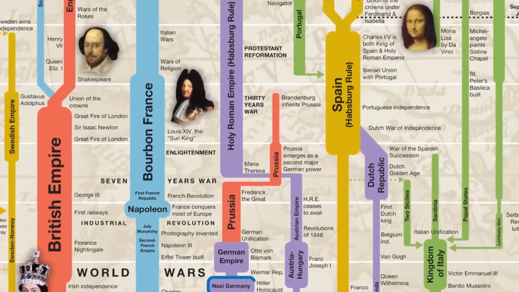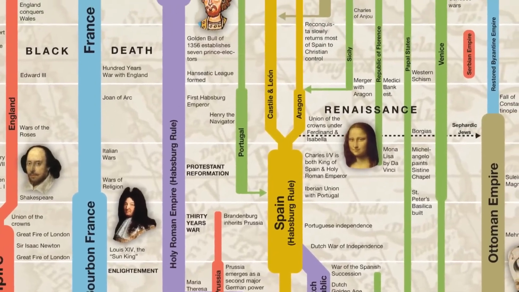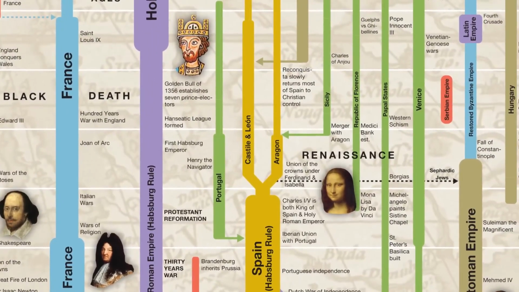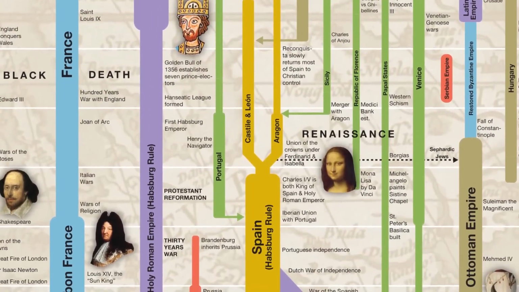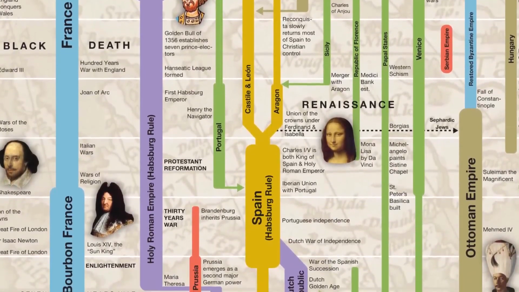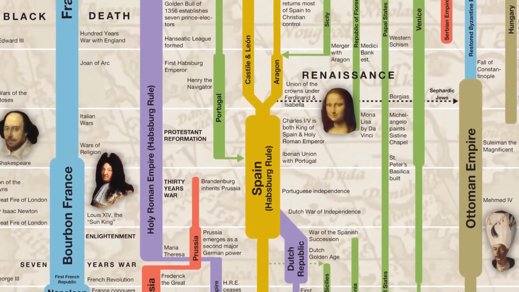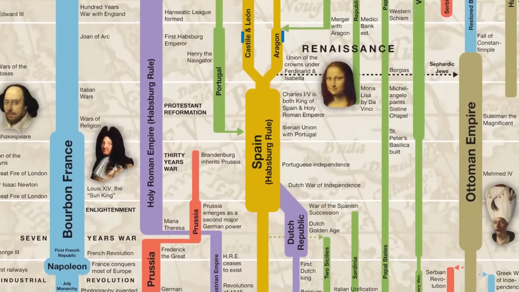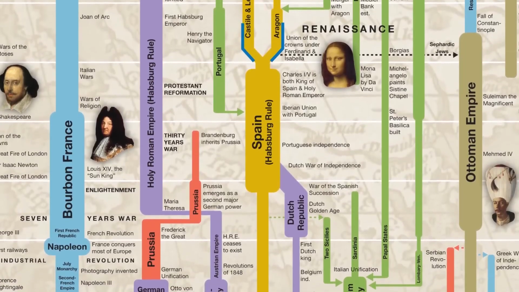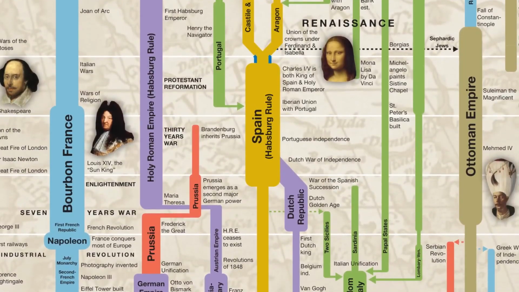Okay, let's once again go back to 1200 and look at Iberia. The peninsula was eventually fully taken back from the Muslims, and around 1500, the two main Spanish kingdoms, Castile and Aragon, merged to become what we know today as Spain. There was also a brief period known as the Iberian Union when Spain held the crown of Portugal as well.